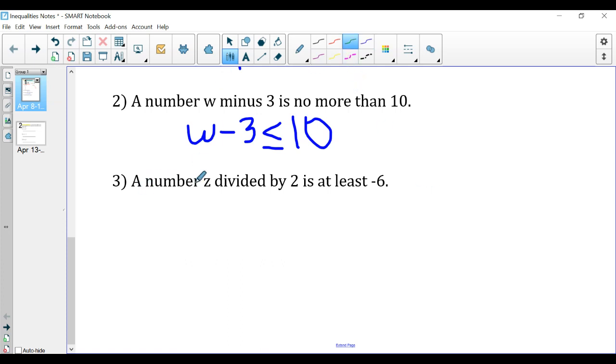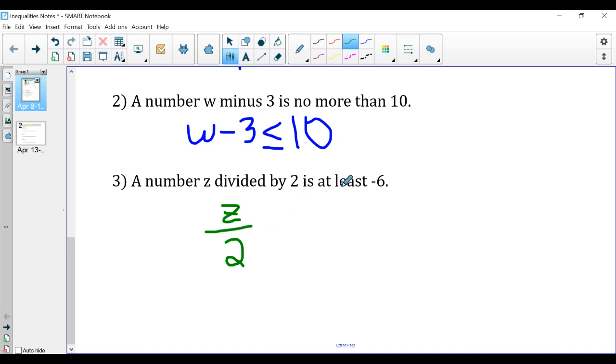So a number z divided by 2 is at least -6. So start with that left side. So the "is at least" is our symbol. We'll tackle that in a second. Z divided by 2. So I've got z. Now remember, division, we use our fraction bar. So show it with a fraction bar. That's z divided by 2.